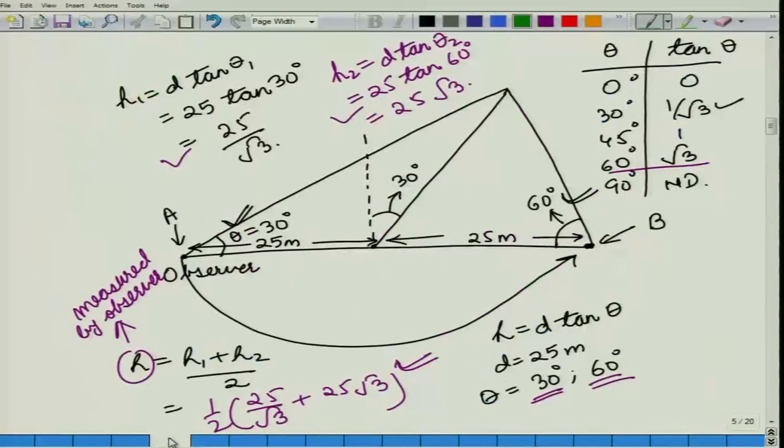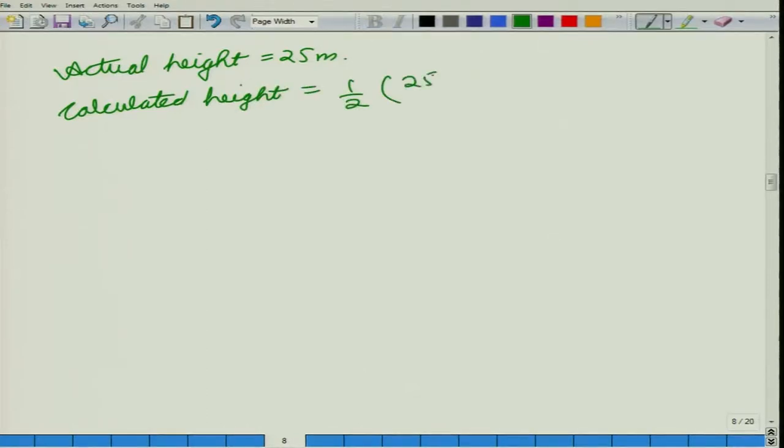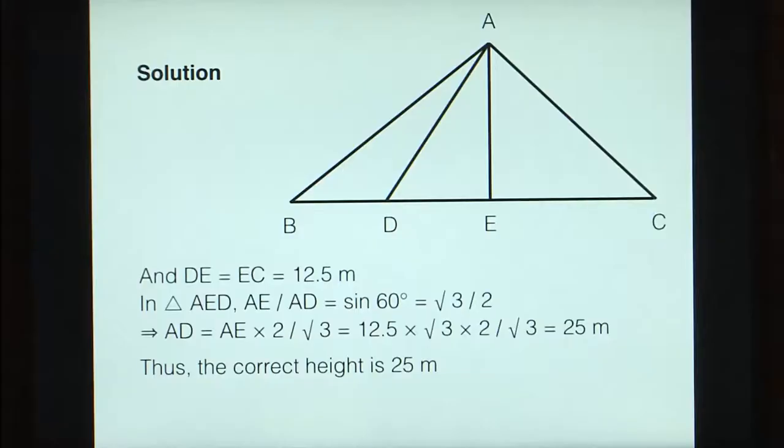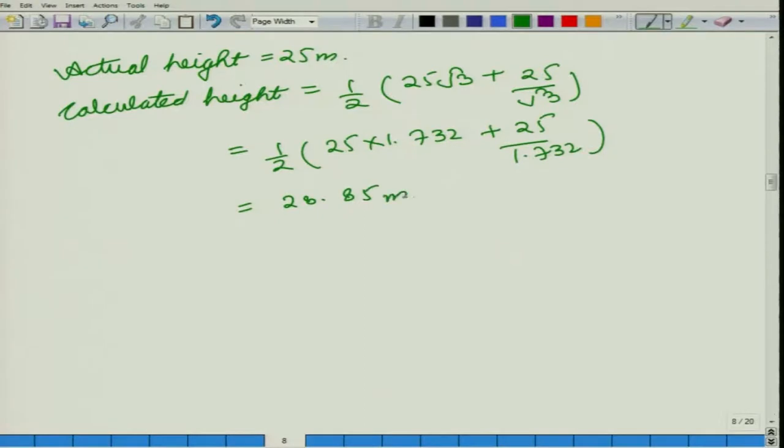But what did the logger measure the height of the tree to be? He calculated it to be half of 25 root 3 plus 25 by root 3. So we have the actual height as 25 meters and the calculated height is equal to half of 25 root 3 plus 25 by root 3. Now root 3 is equal to 1.732. So from here we get half of 25 into 1.732 plus 25 upon 1.732, and this we get to be 28.85 meters. So this is the actual height, and this is the height that was calculated.